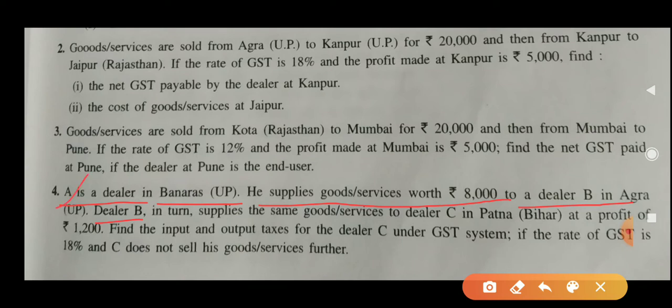Dealer A is in Banaras and dealer B is in Agra. Dealer B in turn supplies goods and services to dealer C in Patna. Now Patna is in Bihar. So it is a UP to Bihar interstate transaction. Same like question number 2, at a profit of 1,200.